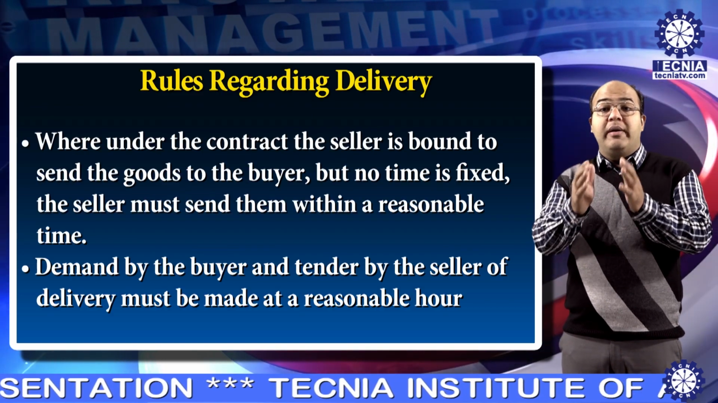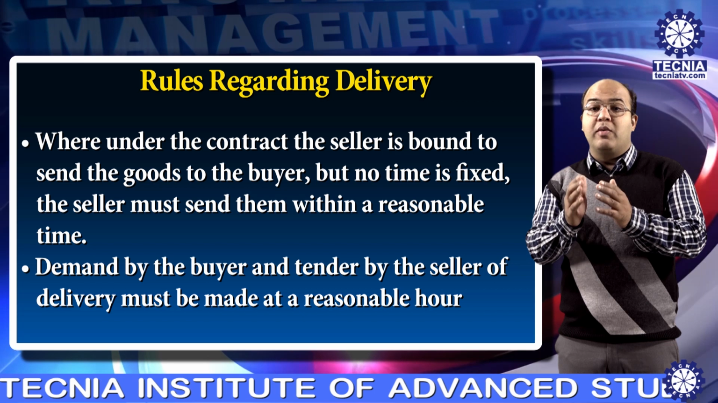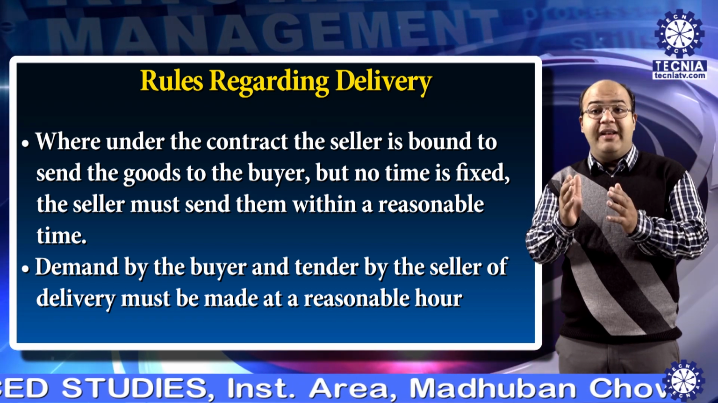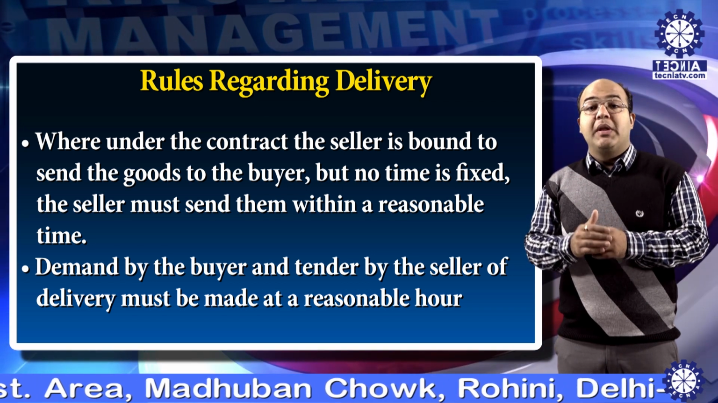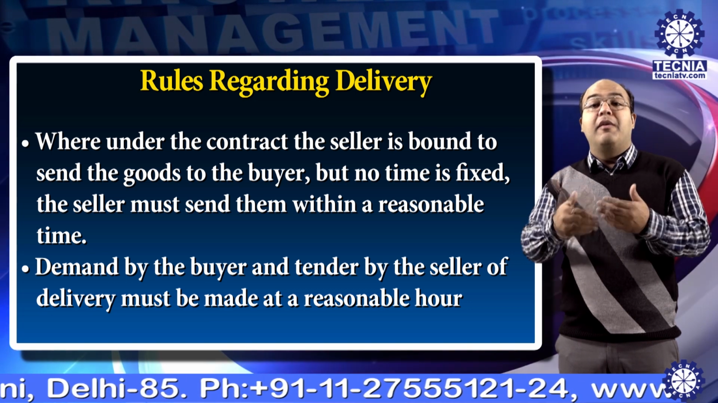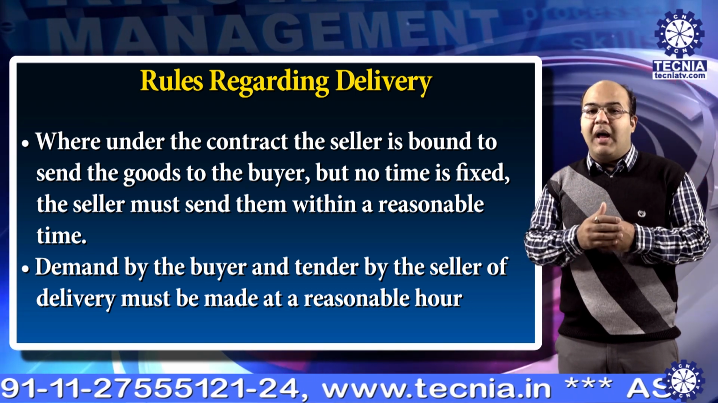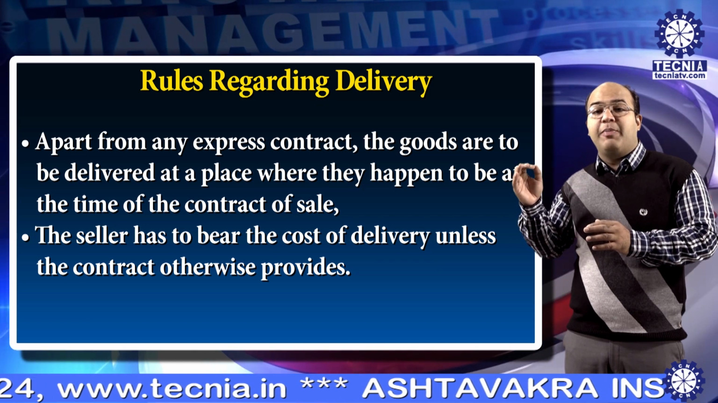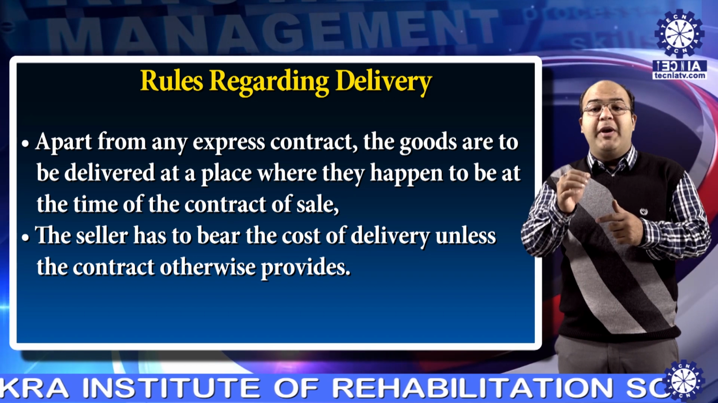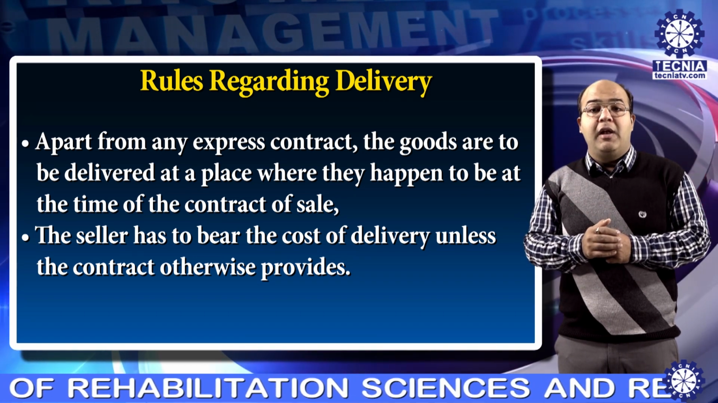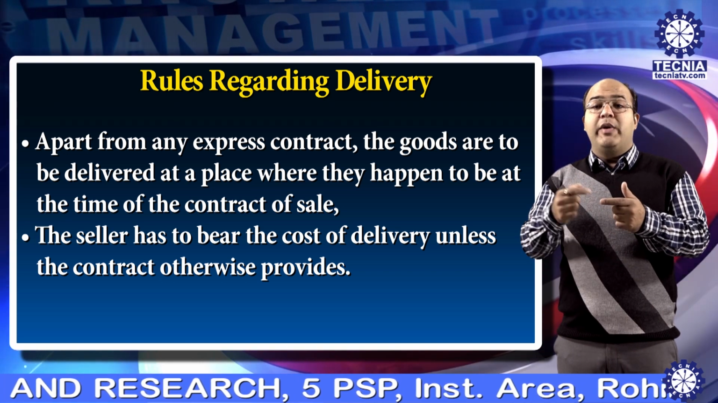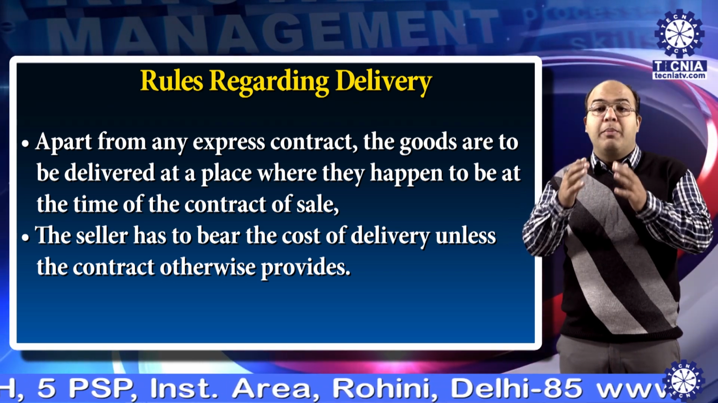Next one, where under the contract the seller is bound to send the goods to the buyer but no time is fixed, the seller must send them within a reasonable time. Next one, demand by the buyer and tender by the seller of delivery must be made at a reasonable hour. Last one, apart from any express contract, the goods are to be delivered at the place where they happen to be at the time of the contract of sale, or if the contract is with respect to future goods, at the place at which goods are manufactured or produced.